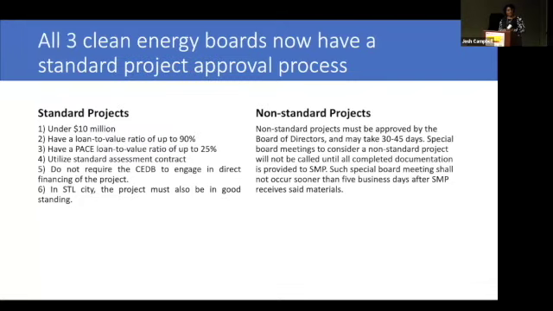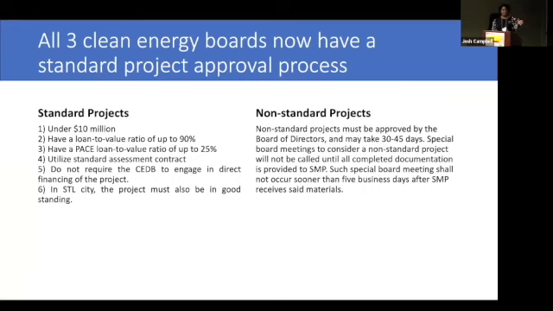Next slide. So we now, all three clean energy boards have a standard project approval process. And I am very happy about that. That's something, again, that helps our process be a lot more streamlined. It lets lenders and property owners know what to expect from us. We have very busy schedules. Our board members also do as well. And sometimes scheduling is hard.